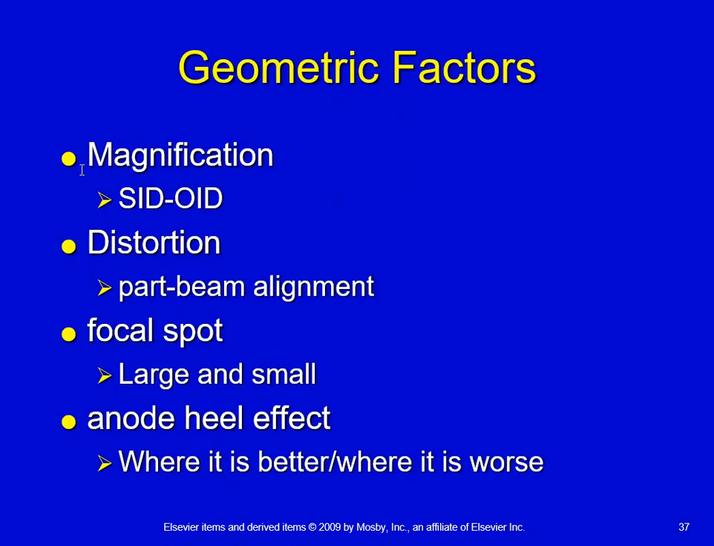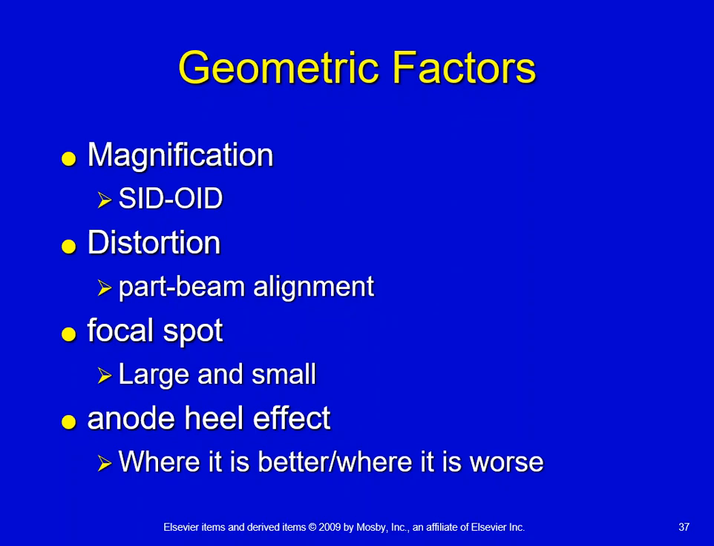So backing up to here, magnification, we control magnification with SID and OID. Distortion, we control by maintaining a perpendicular relationship between the part and the X-ray beam, and also a parallel relationship between the part and the image receptor. Focal spot, we can use large and small. Large is whenever we want to expose a large anatomy with a large exposure, so high mAs value, and small whenever we want to see fine detail.